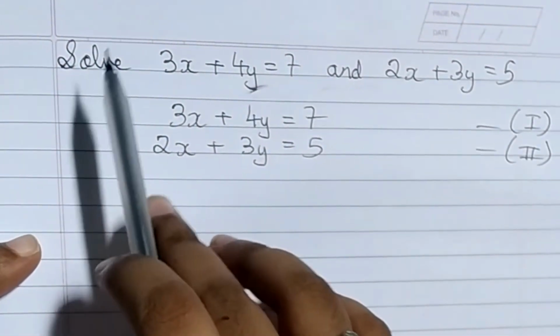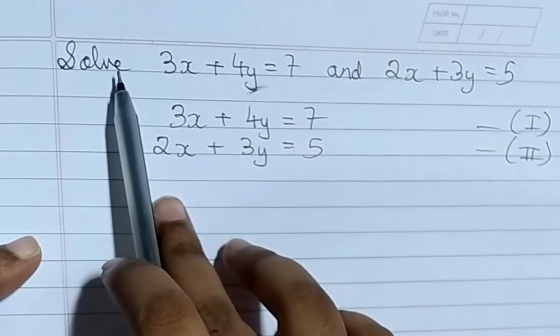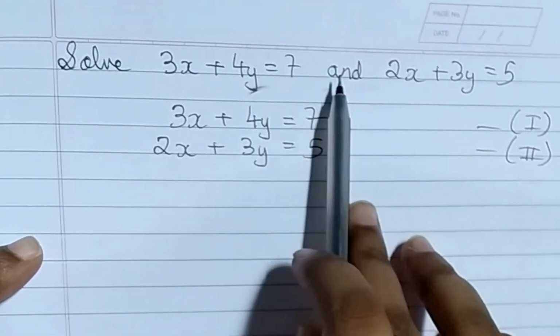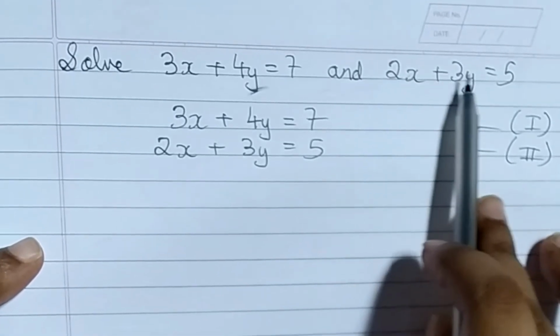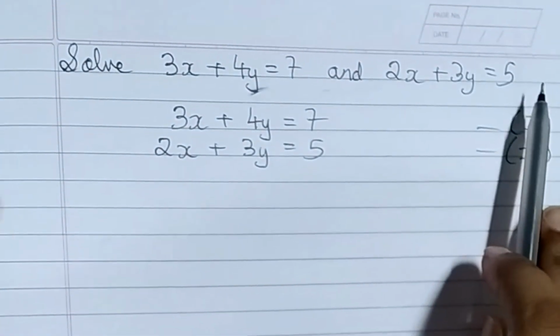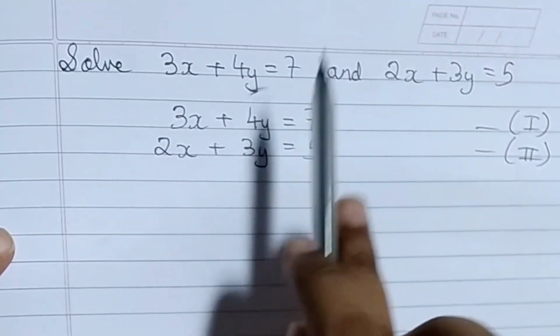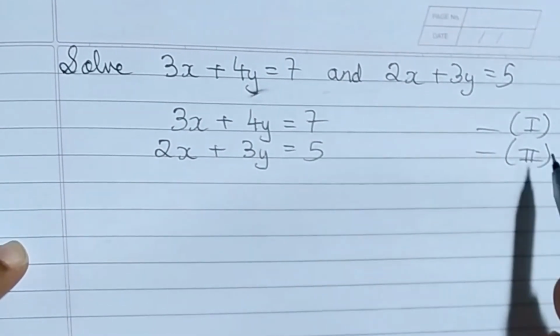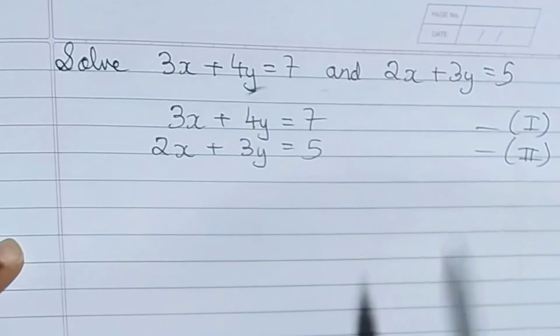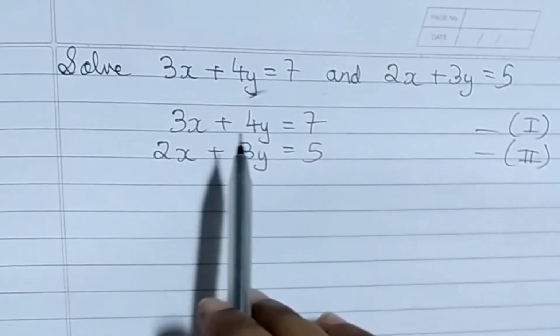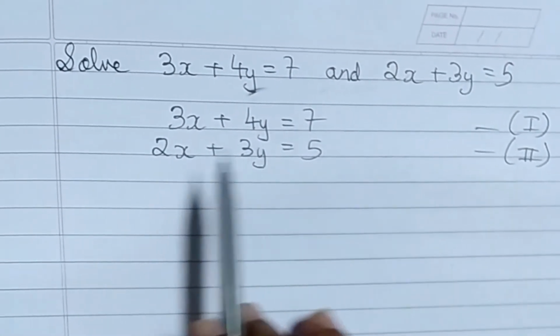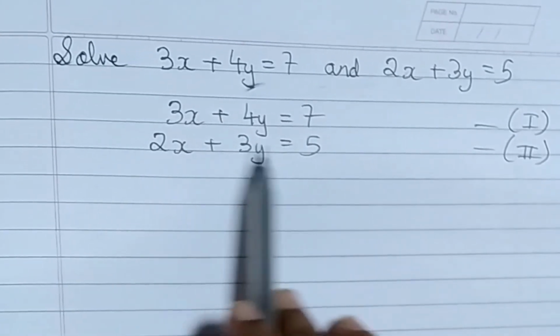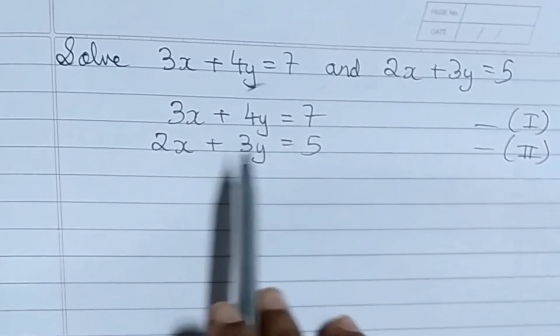Next we will solve the second example. Solve 3x plus 4y equal to 7 and 2x plus 3y equal to 5. Now we will solve this equation by substitution method. So we have written both the equations and we have given a name to both the equations. Which equation will be easy if we rearrange the terms? See, here the second equation will be easier if we rearrange the terms, okay?